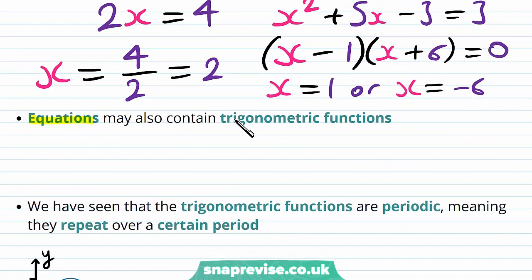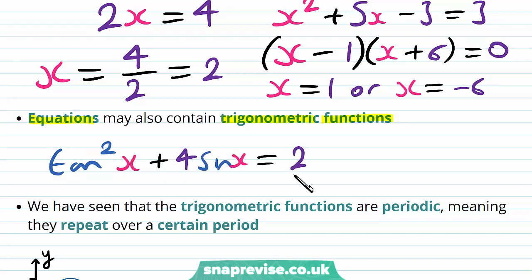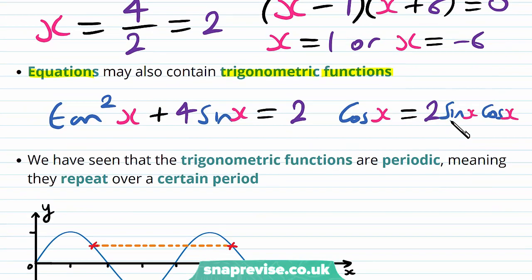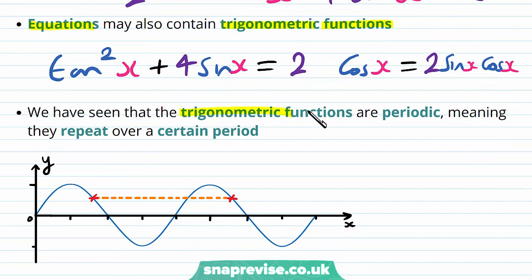However, equations may also contain trigonometric functions. Consider the equation tan squared of x plus 4 sine of x equals 2. Or consider the equation cos of x equals 2 sin x cos of x. We have seen that the trigonometric functions are periodic, meaning they repeat over a certain period.